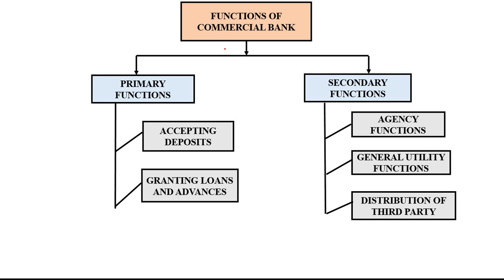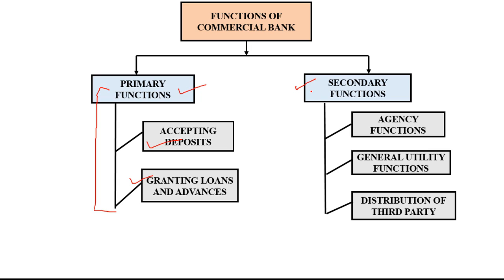So the functions of a commercial bank are shown in the flow chart. The functions of commercial banks are classified into two: first is primary functions and second is secondary functions. Under primary functions, banks accept deposits, and they grant loans and advances. These are the primary functions of a commercial bank.